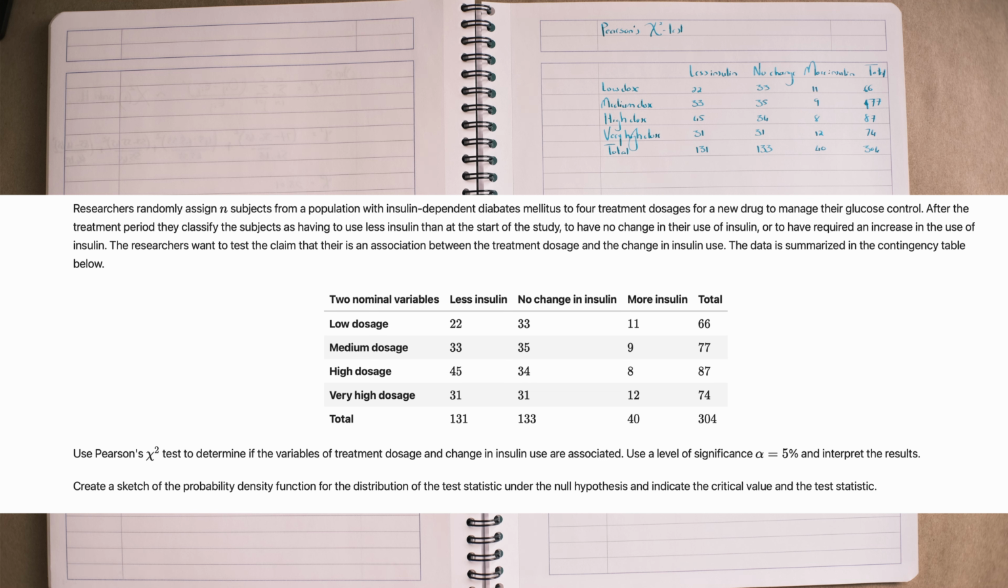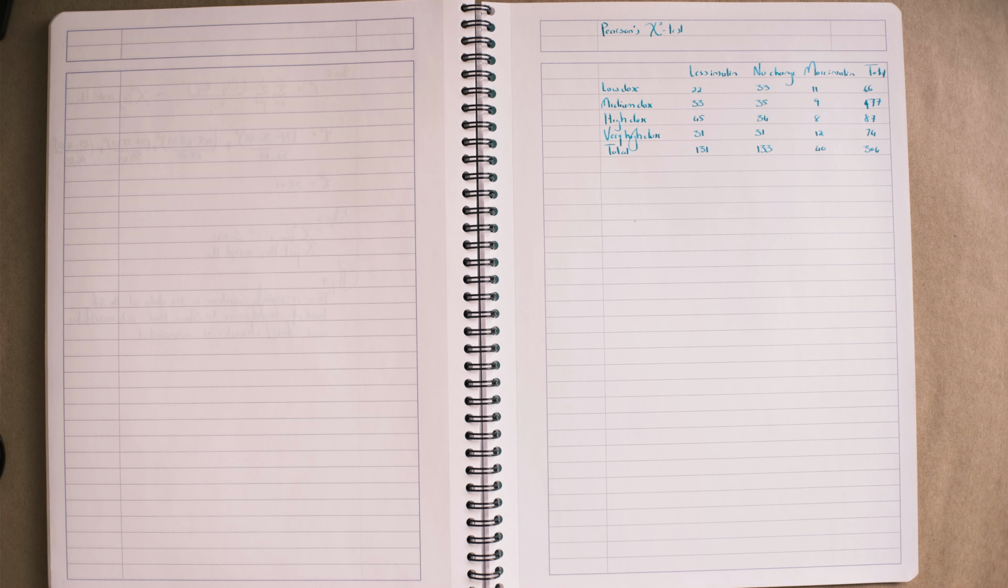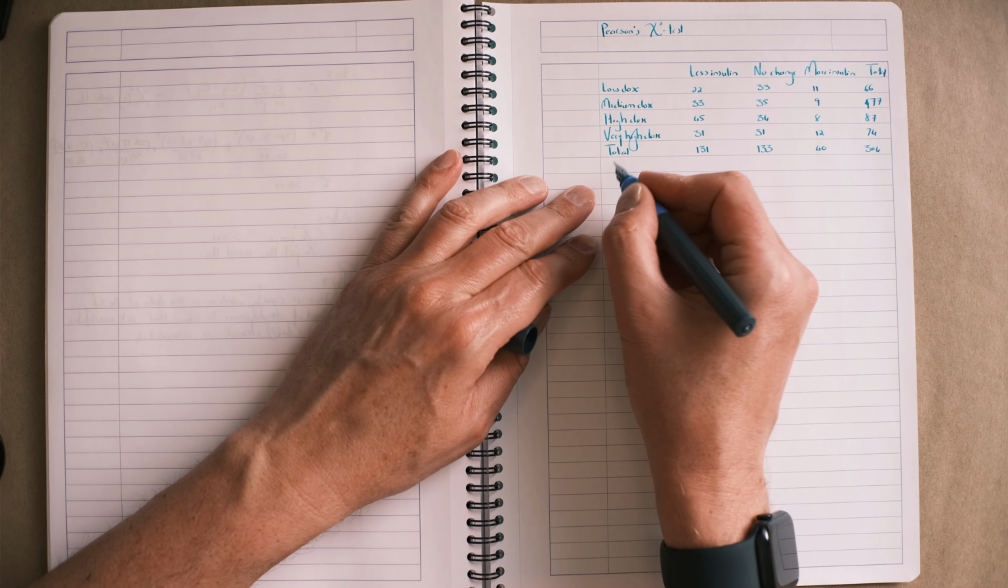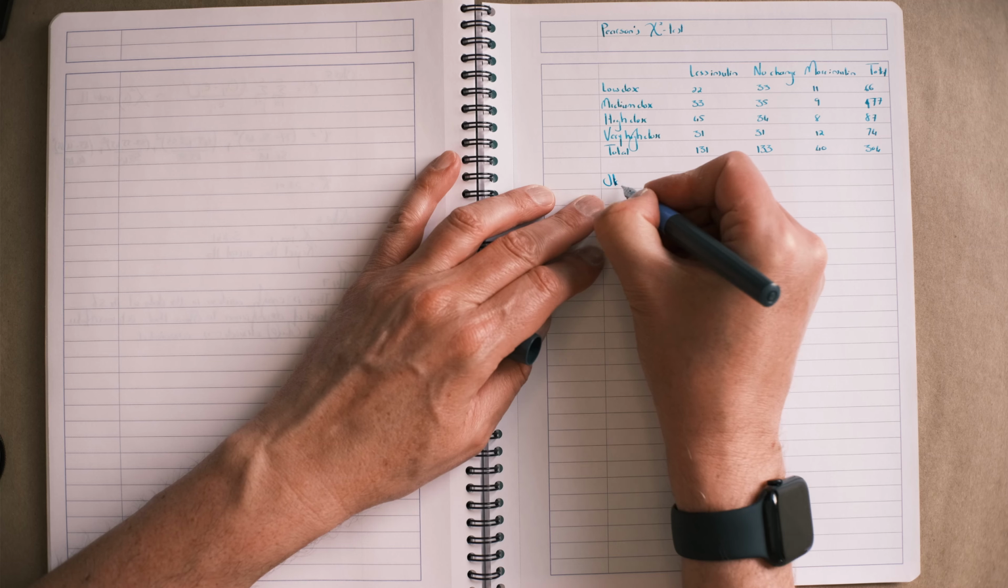And so we see the joint frequencies there. I won't read them all out. You can see them on the screen. Then we have to use a Pearson's chi-square test to determine if there is an association between the dosage and the change in insulin usage at the 5% level of significance. So can we do that? I think yes, we can. So let's do step number 1.